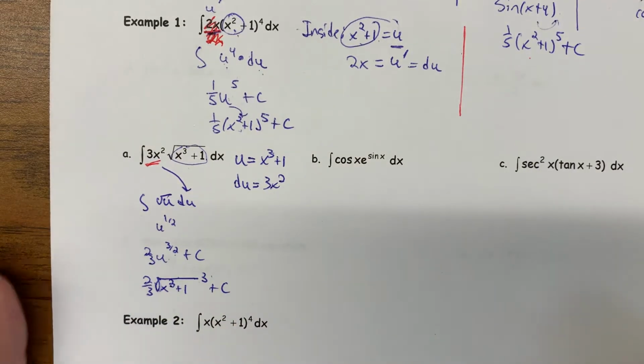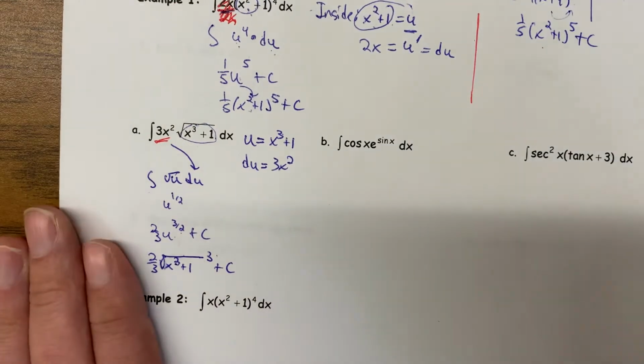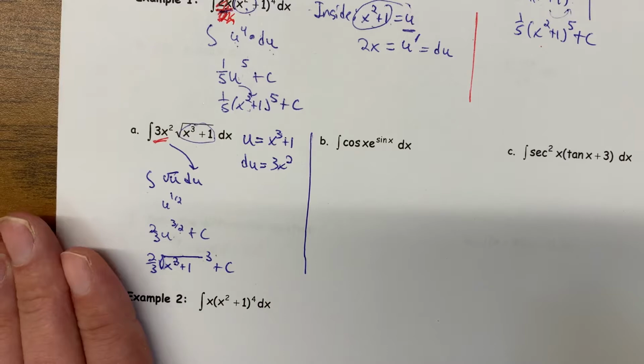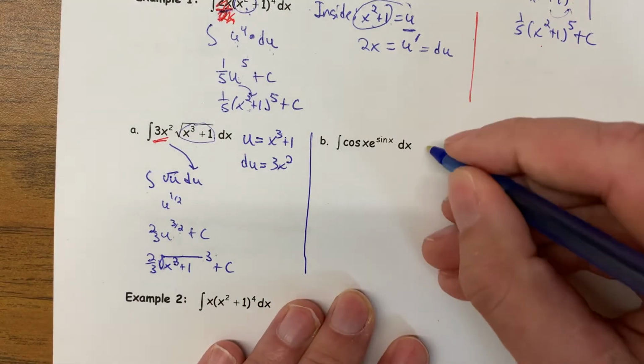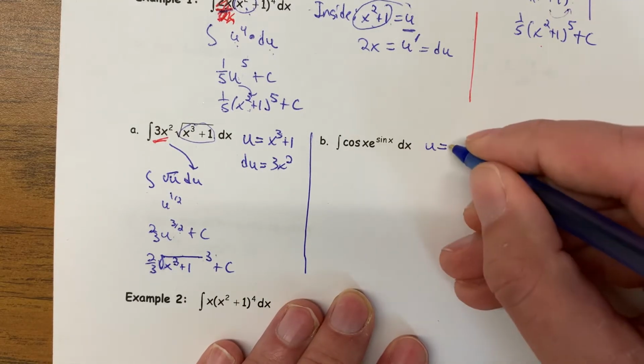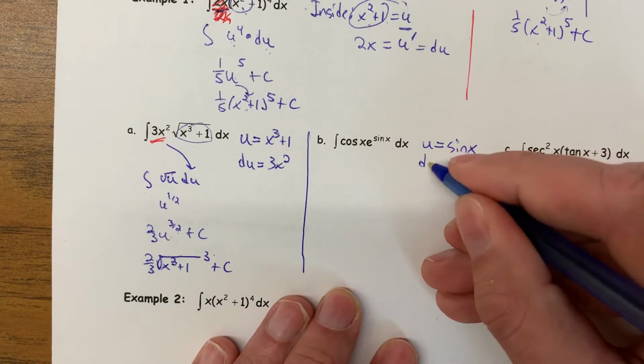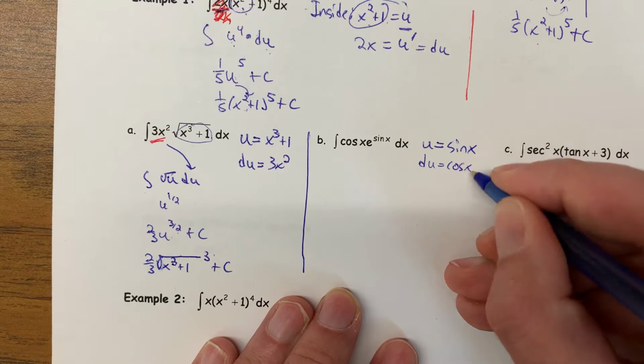So there we go, guys. That's how it works. I want you guys to try this one on your own. And hopefully you saw that the inside function here, the u, is sine of x. And so then the derivative is cosine of x.